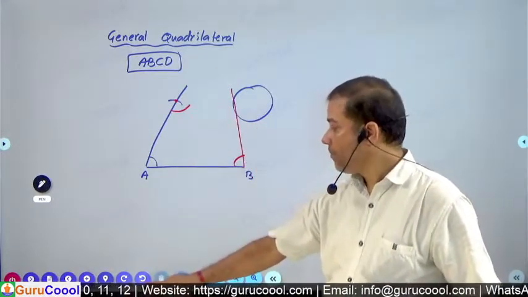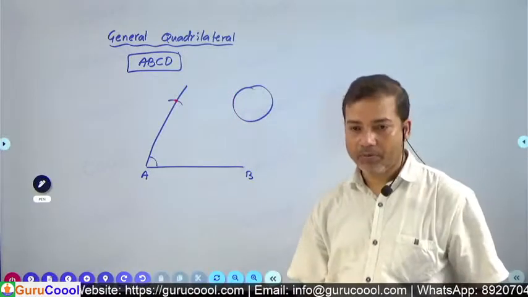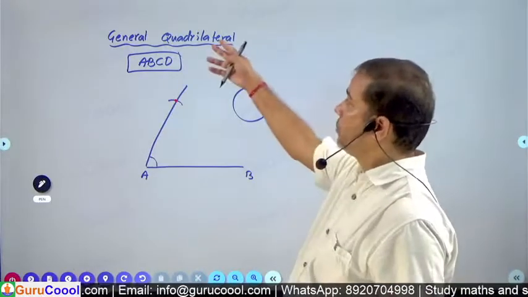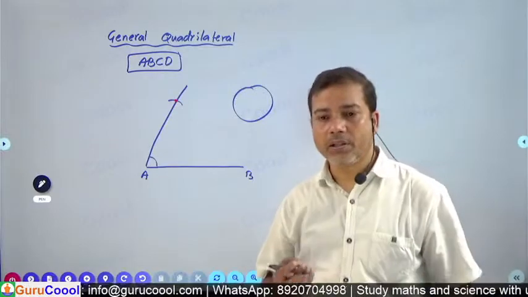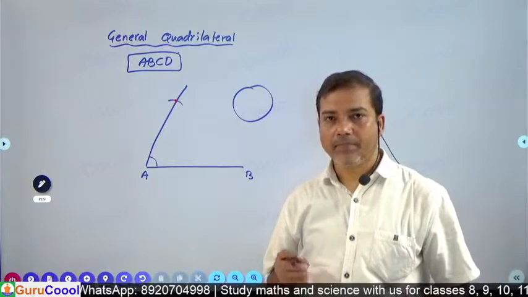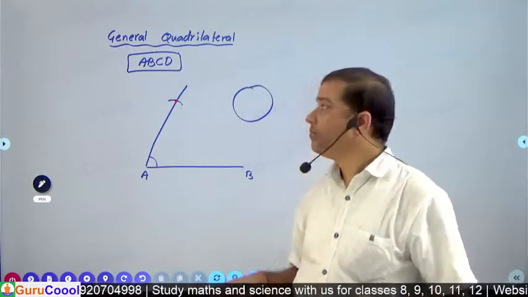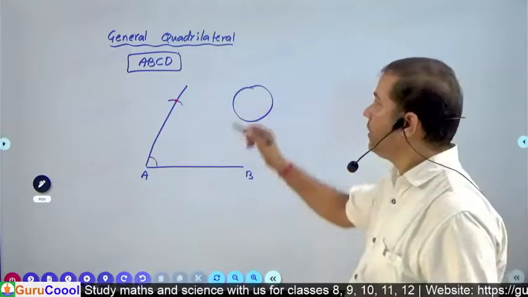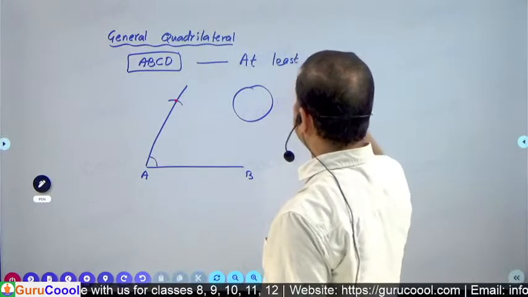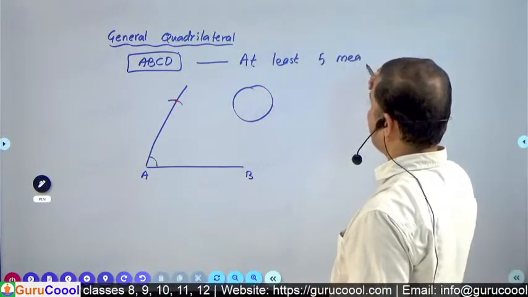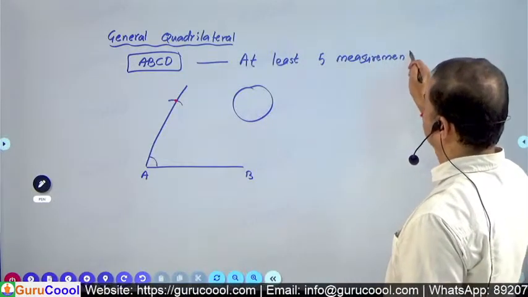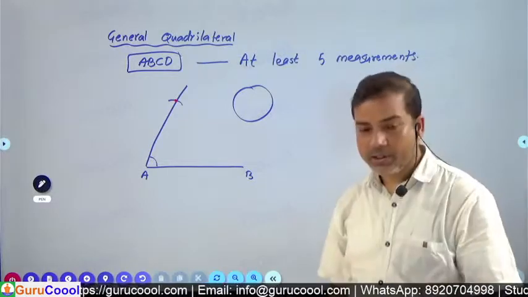So total became 5 pieces of information, right? Yes. So remember, whenever you need to draw a general quadrilateral, which is neither a rectangle, nor a rhombus, nor a parallelogram, nor a square, not any particular one, not even a kite, just a general quadrilateral, you will need at least 5 measurements, angles, sides, etc. 5 measurements. Okay, but now the question is about a parallelogram.